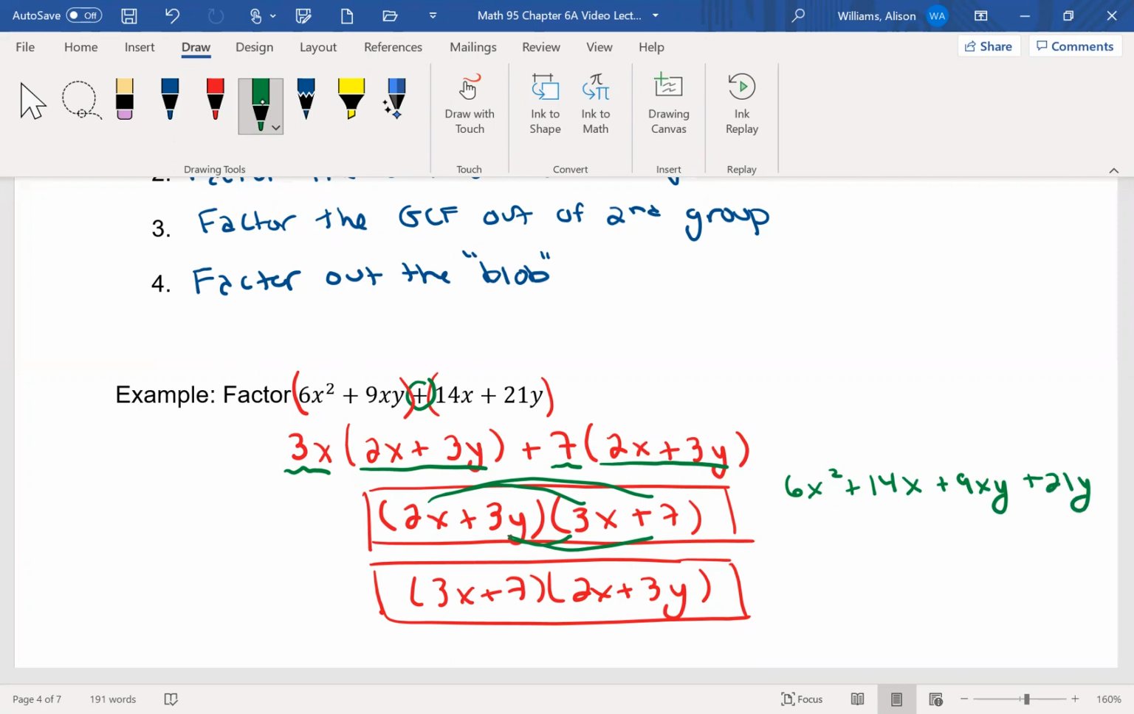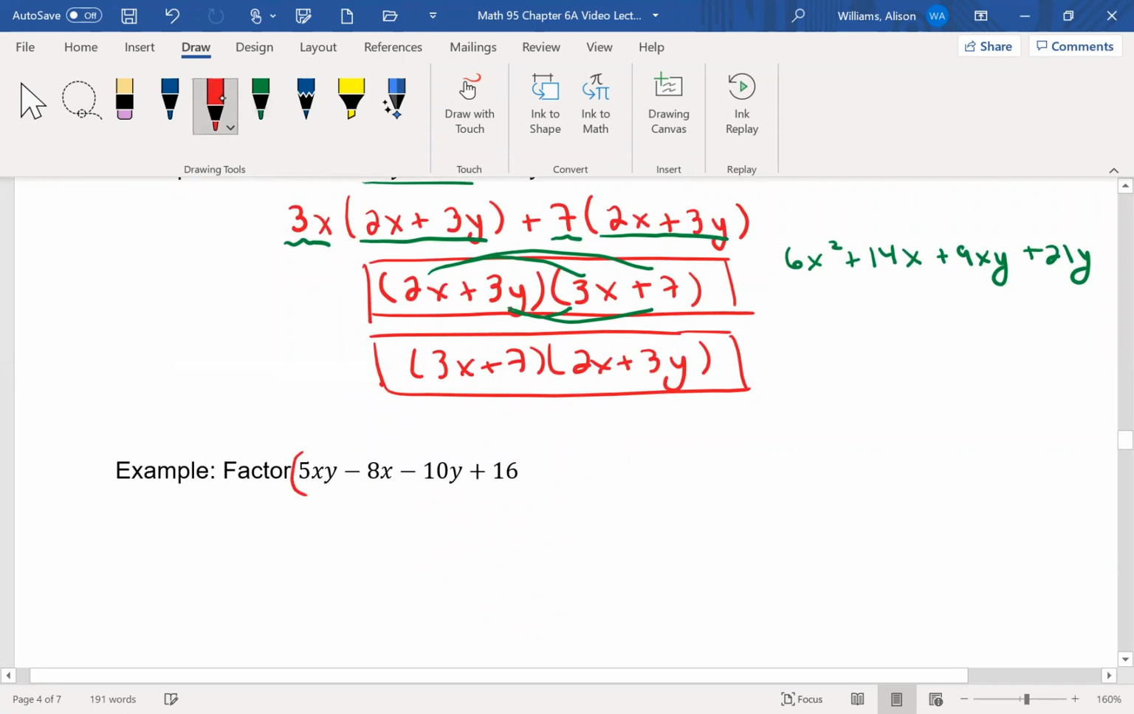When I look at what I originally had, that is what I had. The difference is my two middle terms are swapped. See that? These two terms are swapped in the answer, but it's the same thing. So I did it. This is going to be the answer for factoring this polynomial. Okay, let's try it again.